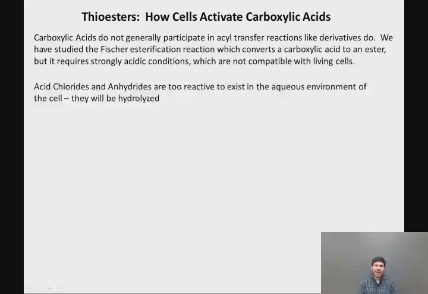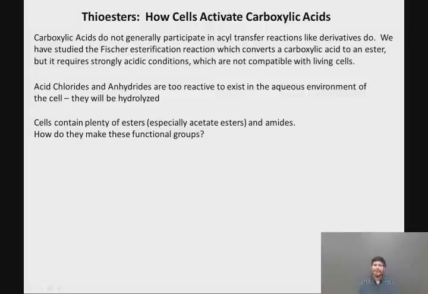So let's think about the carboxylic acid derivatives and think about what does happen inside of cells. Well, first of all, the most reactive carboxylic acid derivatives, namely the acid chlorides and the anhydrides, are too reactive to exist in the aqueous environment of the cell. They will be hydrolyzed too readily. But cells contain plenty of esters, especially acetate esters, those are actually quite common, and amides, as we have already seen. So how do they make these functional groups?